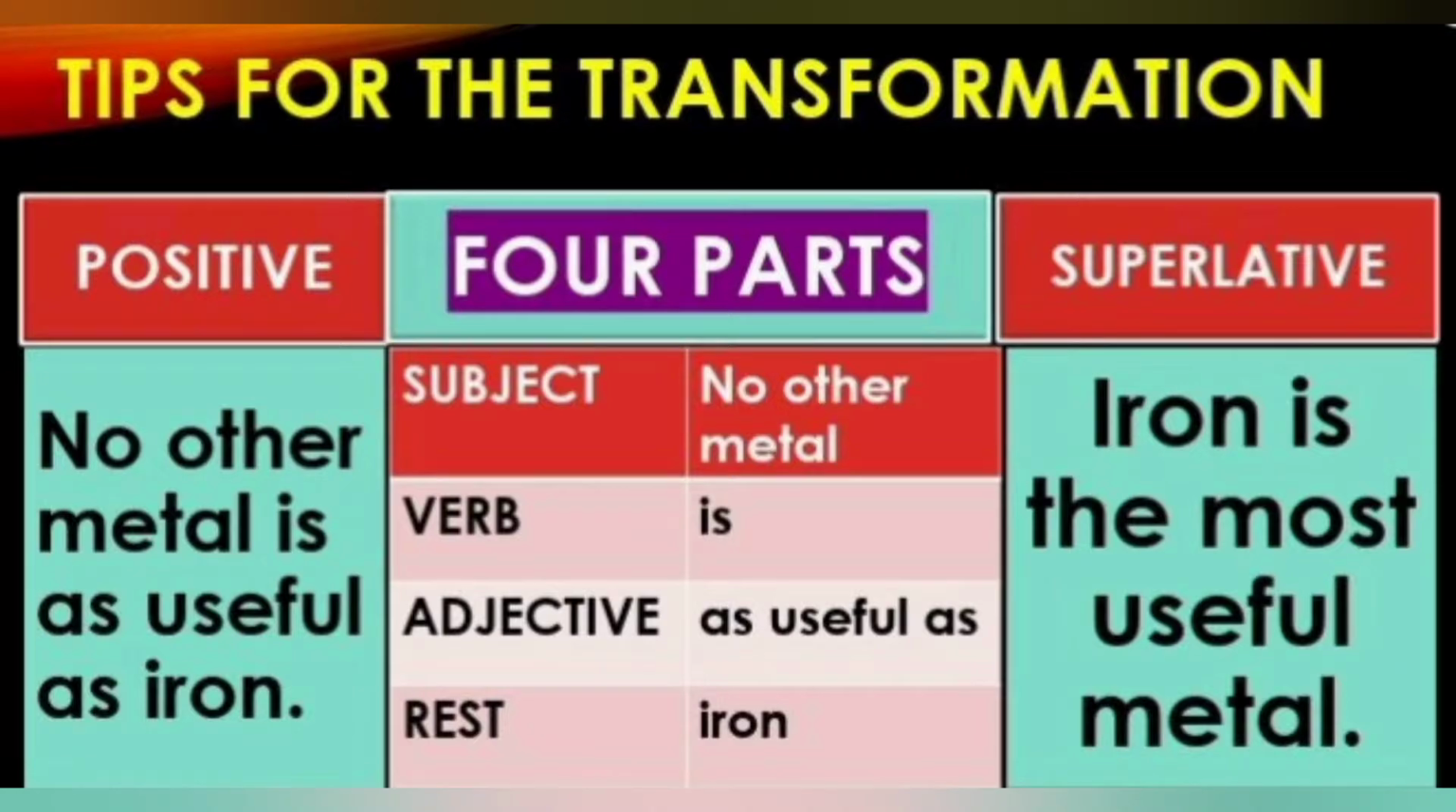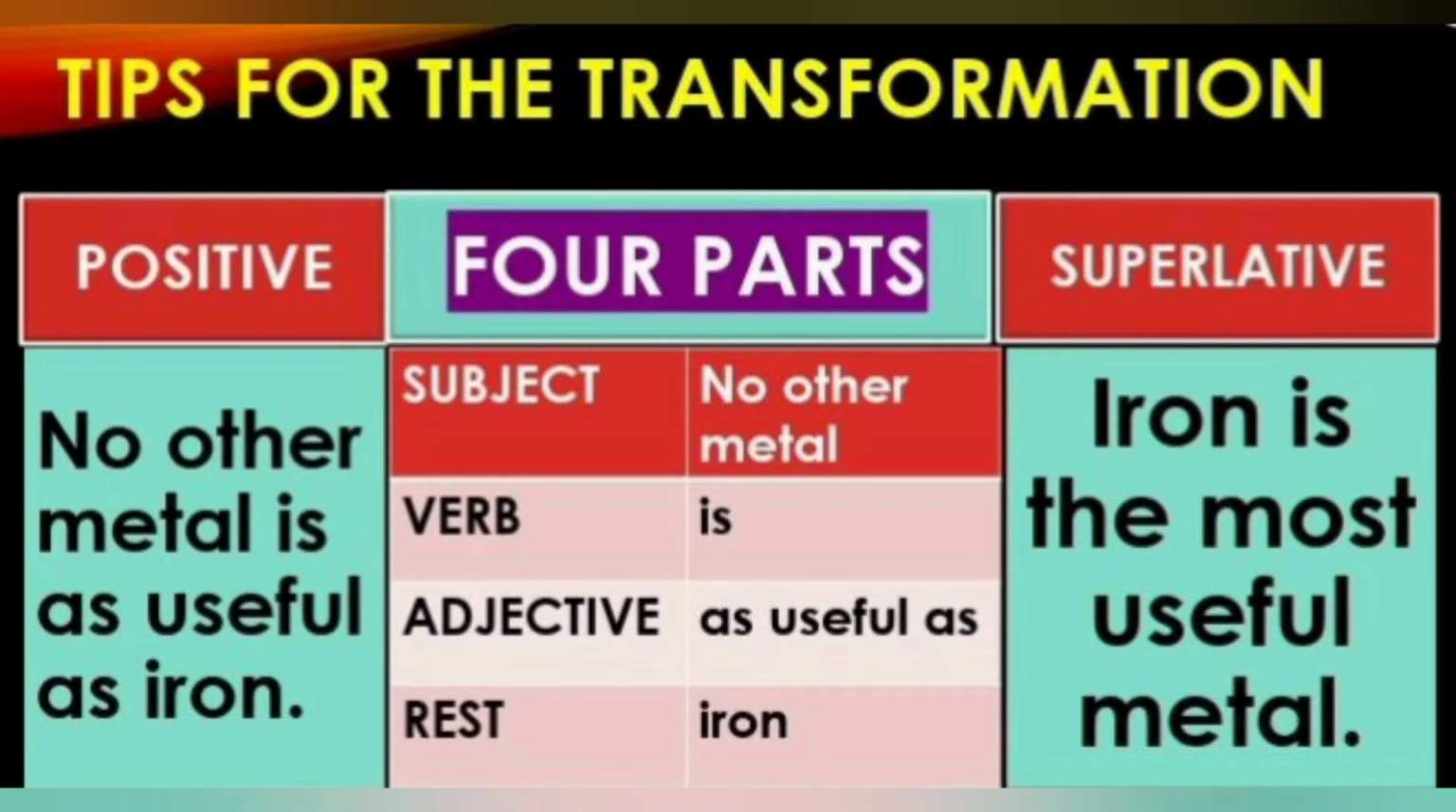Okay, I have given here an example to set these 4 parts. How to divide a sentence into 4 parts? Let's see the example. In positive degree: no other metal is as useful as iron. See how to divide it into 4 parts. In this sentence, subject is no other metal, the verb is, adjective part is as useful as, and the rest is iron. Just like this, first we have to divide the sentence into 4 parts. So it will be easy for us to transform sentences.